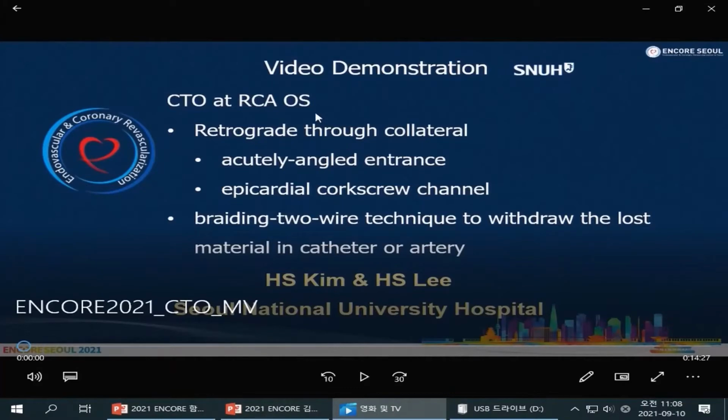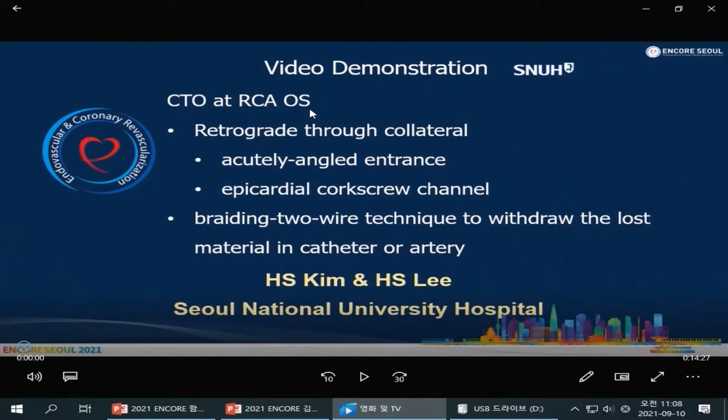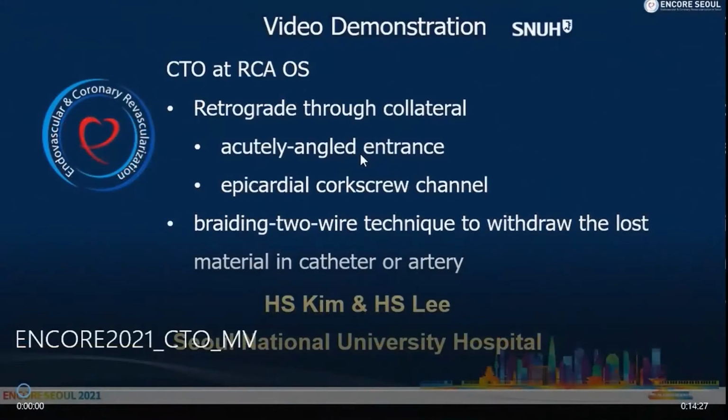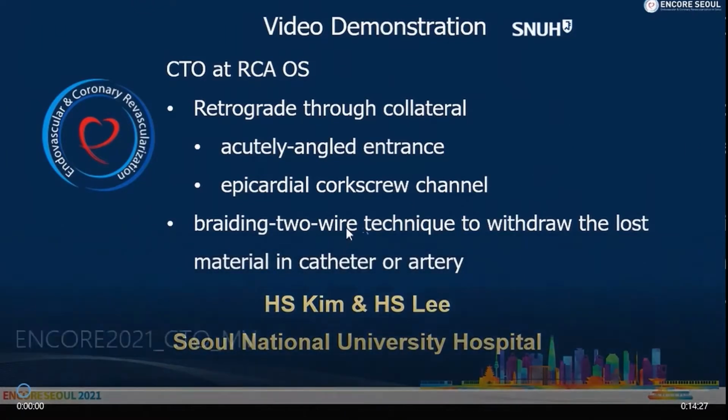Okay, I prepared a CTO at the RCA ostium. In this case, it is always impossible to do an antegrade approach. So I started a retrograde approach through the first collateral. That has two very ugly features: an acutely angled entrance, so it took about 30 minutes to engage the wire into it, and then an epicardial corkscrew channel, because septal collaterals are invisible. I showed an actual example of the braiding two-wire technique to withdraw lost material in the catheter or artery. That is a very interesting teaching point.